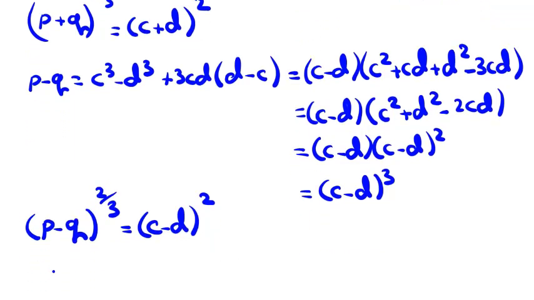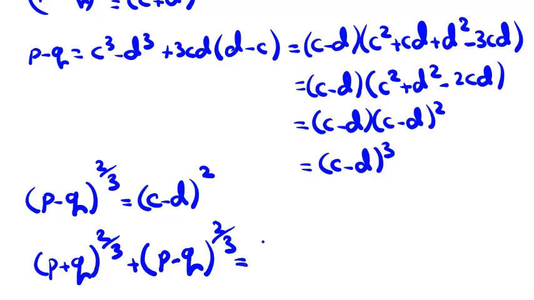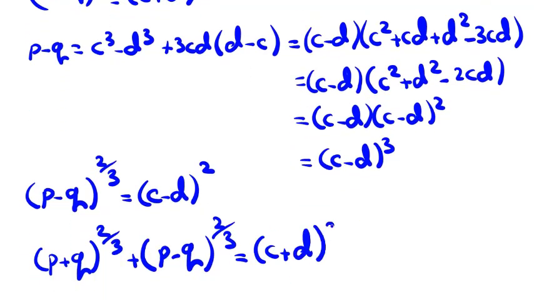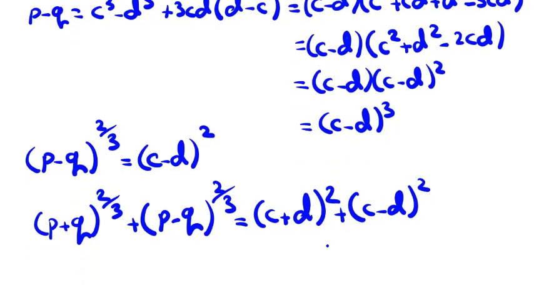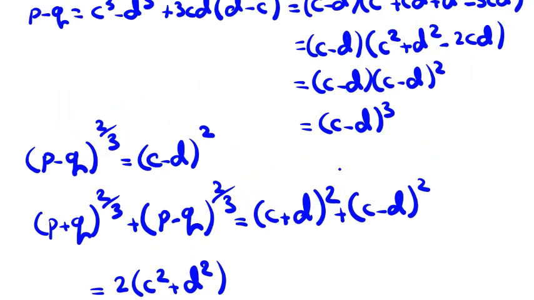And the problem says, find p plus q to the power of 2/3 plus p minus q to the power of 2/3. It will be c plus d squared plus c minus d squared. And if we expand, it will be c squared, d squared, c squared, d squared. It will be 2 times c squared plus d squared. 2cd minus 2cd, they will be cancelled.